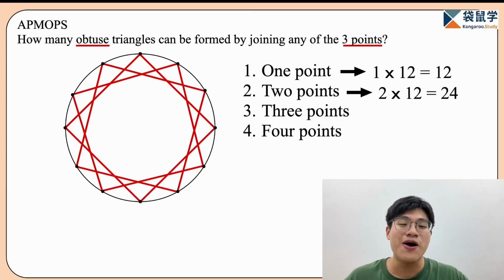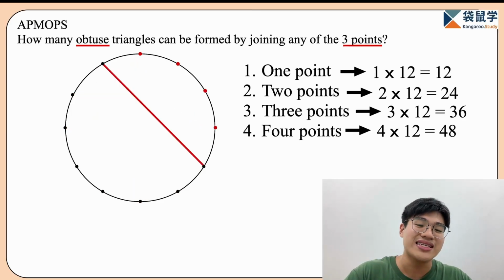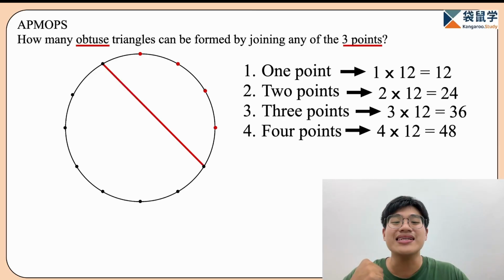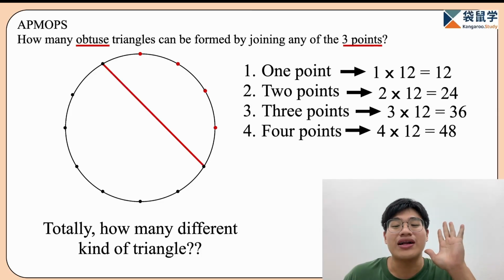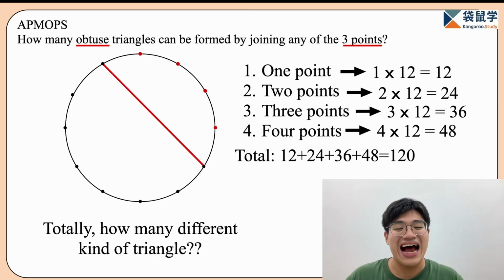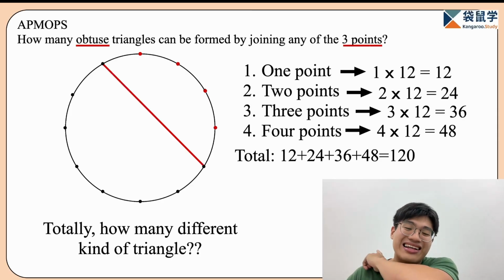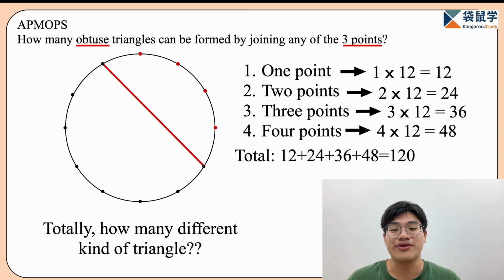With the 3 point scenario, it's the same. We have 3 times 12, and we can have 36. And for the 4 points, it's the same. We can have 4 times 12, we have 48. Now, how many different triangles do we have in total? We can add them together and we can have 120.